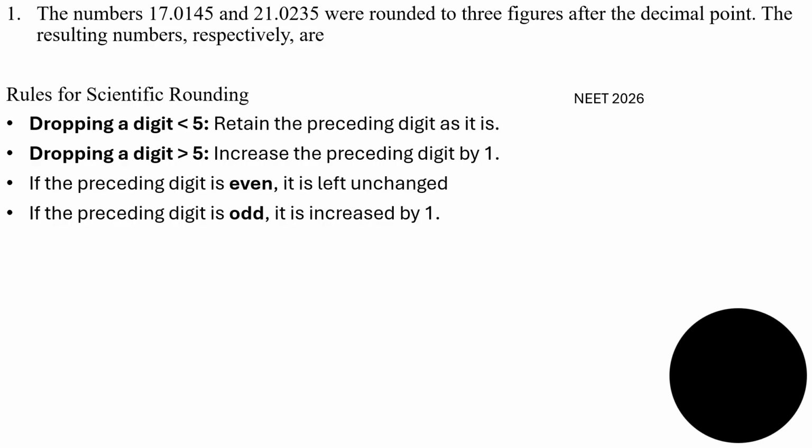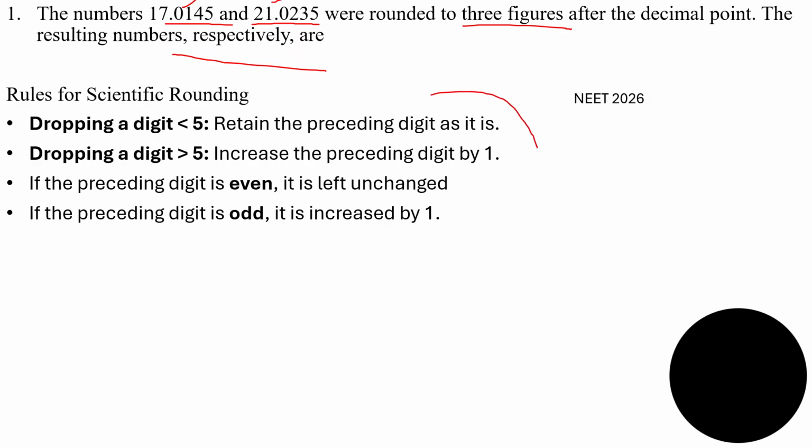The first question is: the numbers 17.0145 and 21.0235 were rounded to three figures after the decimal point. The resulting number would be? Here they have given four figures after the decimal point. We need to convert into three decimal figures after the decimal point.